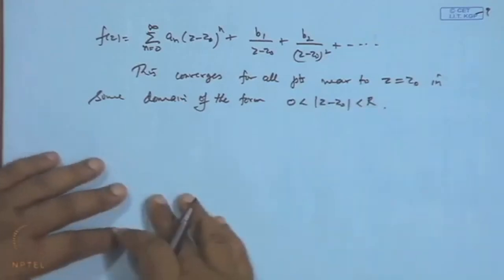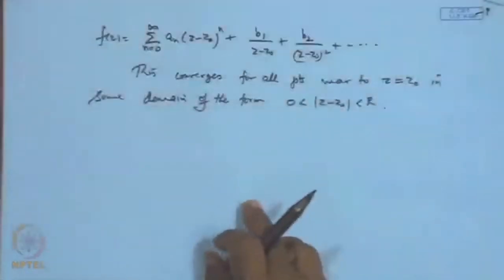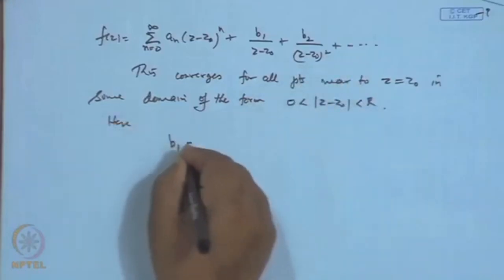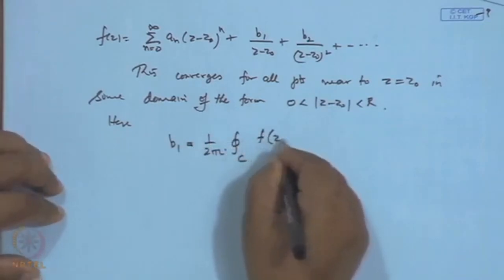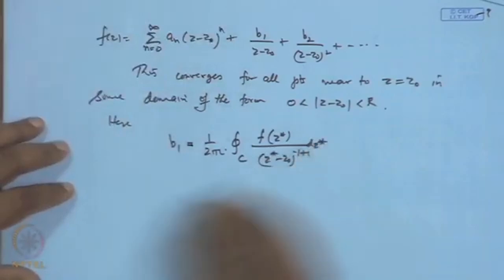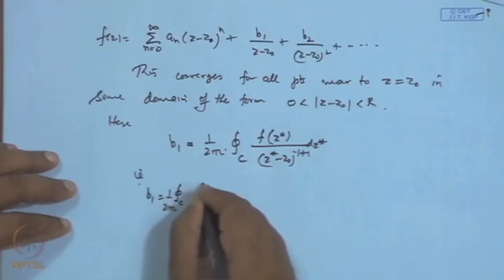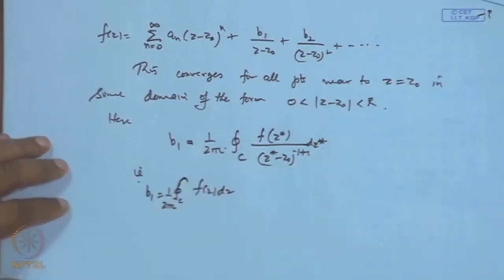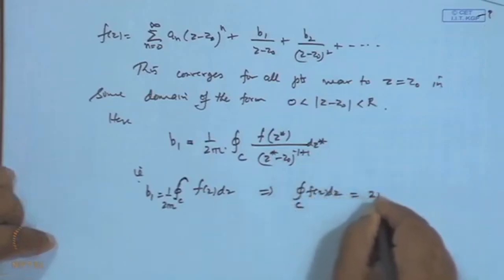Now, in this case, the coefficients a n, b n, etcetera, as I told you earlier, are given by this formula. If we look at the formula for b 1, b 1 is given by 1 by 2 pi i times the integral along C of f(z star) divided by (z star minus z naught) to the power minus 1 plus 1, d z star. That is, b 1 becomes 1 by 2 pi i times the integral along the closed curve of f(z) dz. This is our integral. So from here, the integral of the function f(z) dz along the curve C is 2 pi i times b 1.